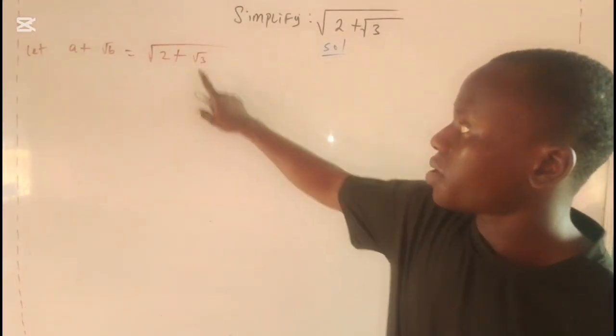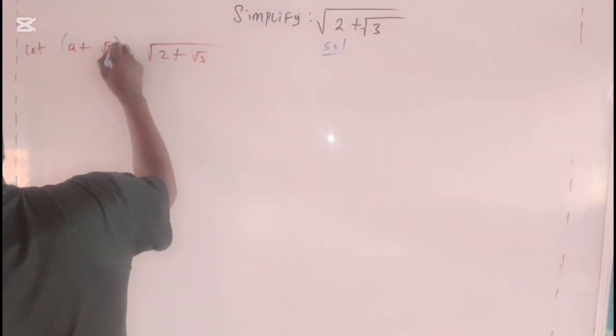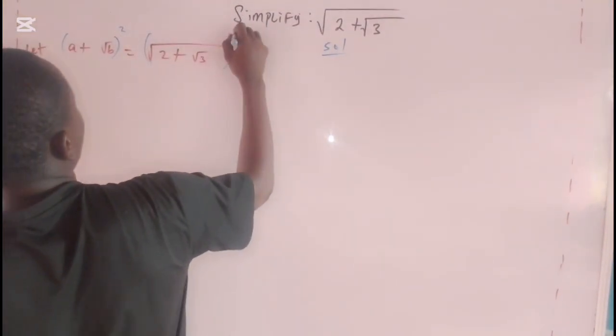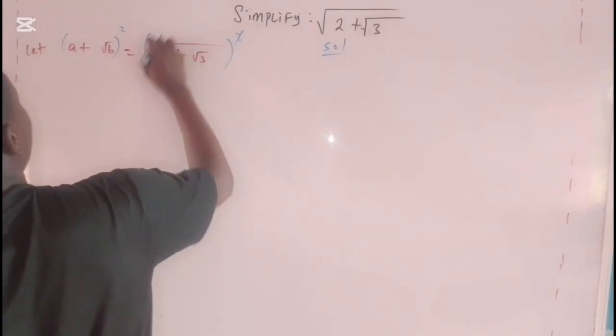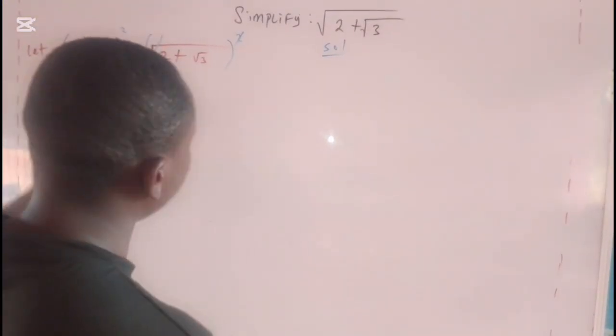And next thing you're going to do is to eradicate the square root. Then how do we do that? We have to take the square of both sides. So we have raised the power of 2, raised the power of 2. So this square will cancel out this square root. And next thing you are going to do now is to expand this.